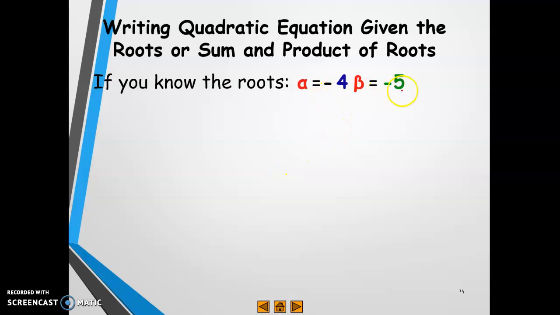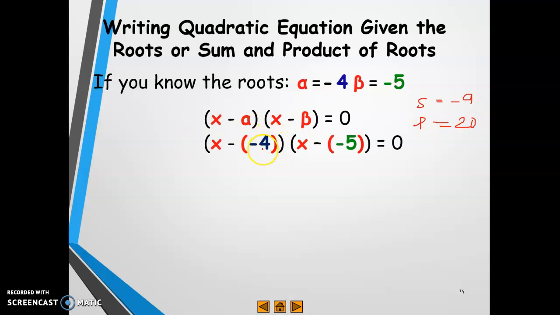We have here, let's identify first the sum. The sum is -5 and -4, that's -9. Product is positive 20, right? So now we'll use the first option that we had earlier. So we simply substitute it here.